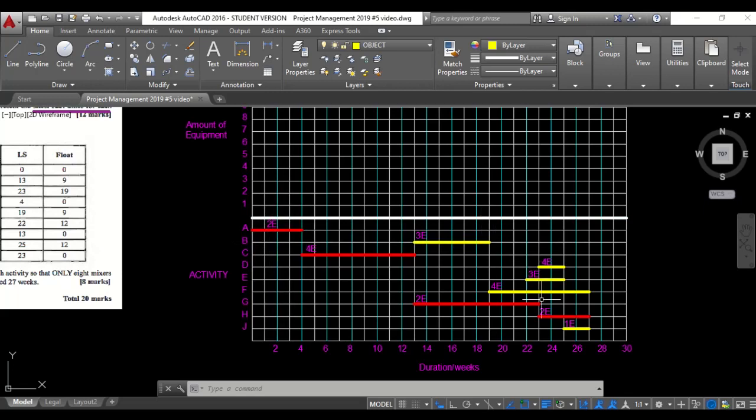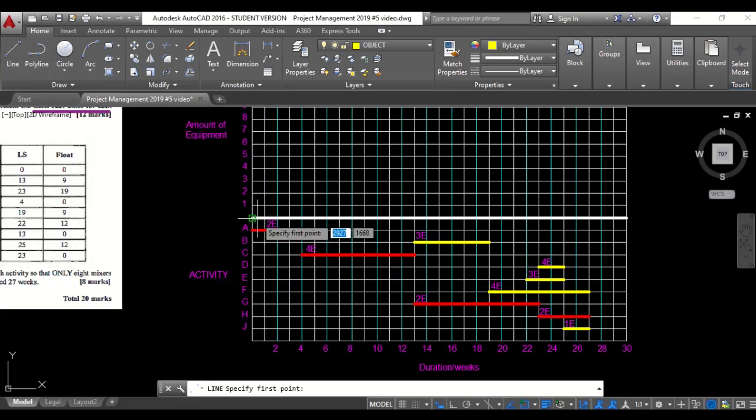However, when we get to over here, we are seeing where we have 4 equipment being used for this activity and 2 equipment for this activity within the same week. And so to represent that, we would have to add these 2. I'll demonstrate that when we get there. So now let's get to drawing our histogram.